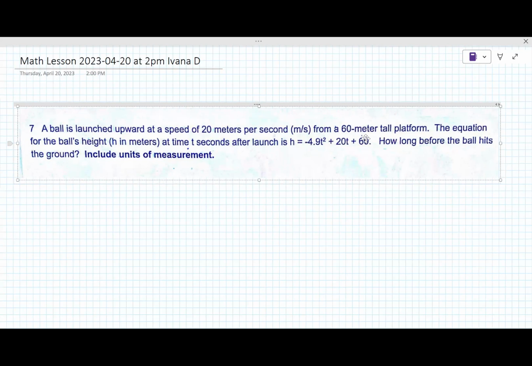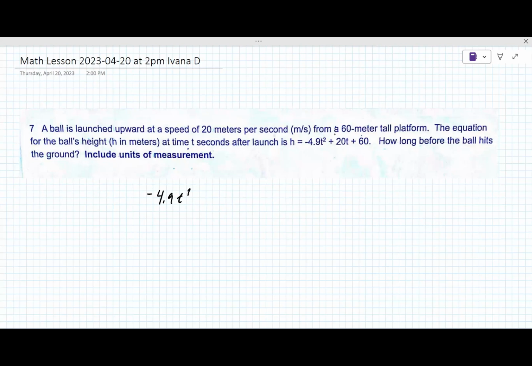from a 60-meter tall platform. That's the 60 here. The equation of the ball's height in meters at time t seconds is given by this equation. How long until it hits the ground? So we've talked at length that hitting the ground means setting the function equal to 0.